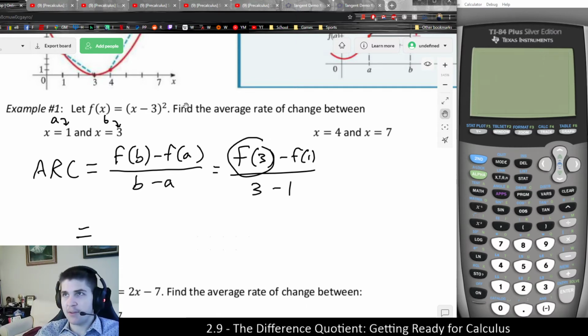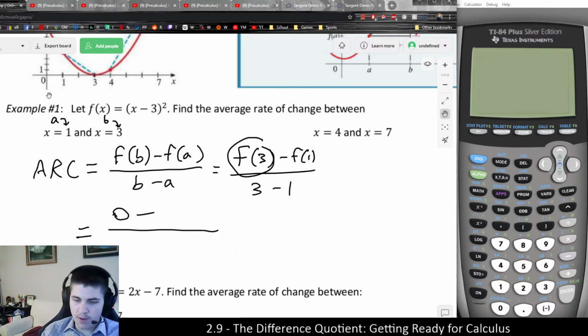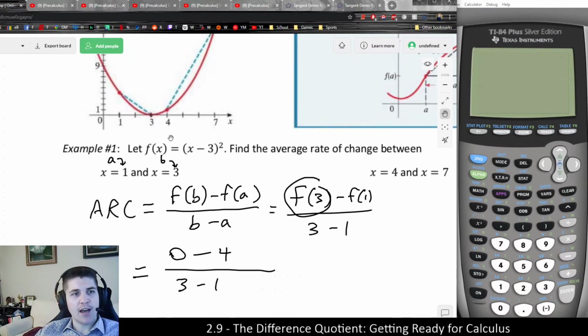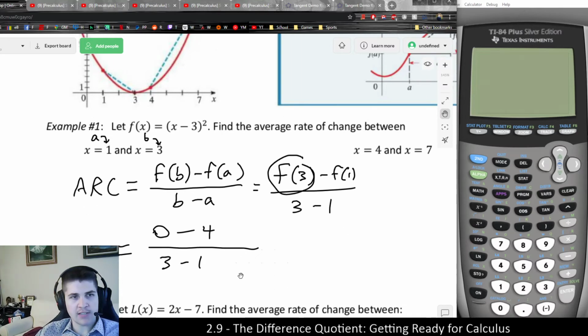Mathematically speaking, I could calculate that by just plugging in 3 into f of x, because f of x is this, so f of 3 must be, well, 3 minus 3 squared is 0 squared, which is 0. And then f of 1 would mean to plug 1 into f, which would be 1 minus 3, negative 2 squared is 4, over 3 minus 1. Or if I'm looking at my graph here, I could see that y2 is 0, y1 is 4, x2 is 3, x1 is 1. So in an alternative form, I could just do y2 minus y1 over x2 minus x1. But it's the same formula, it's just phrased for a mathematical function instead of a line.